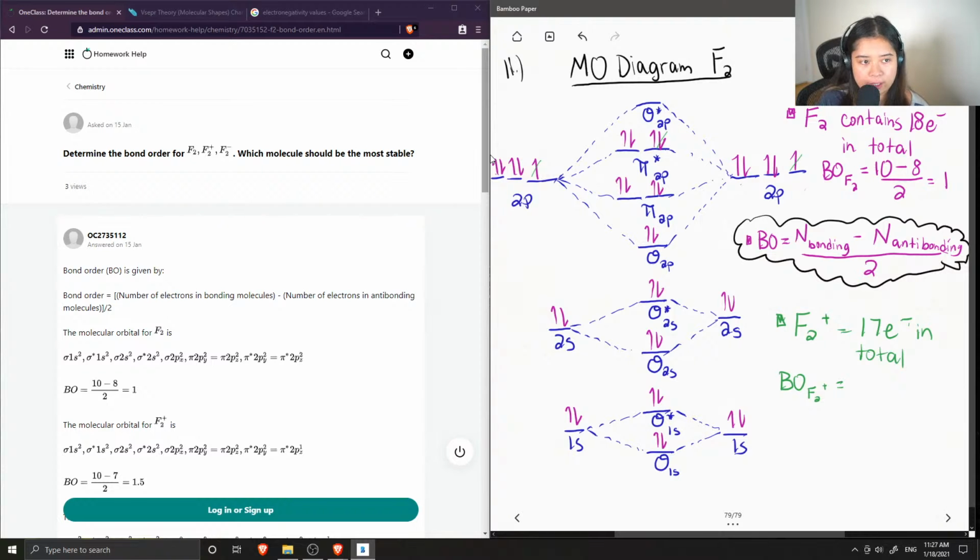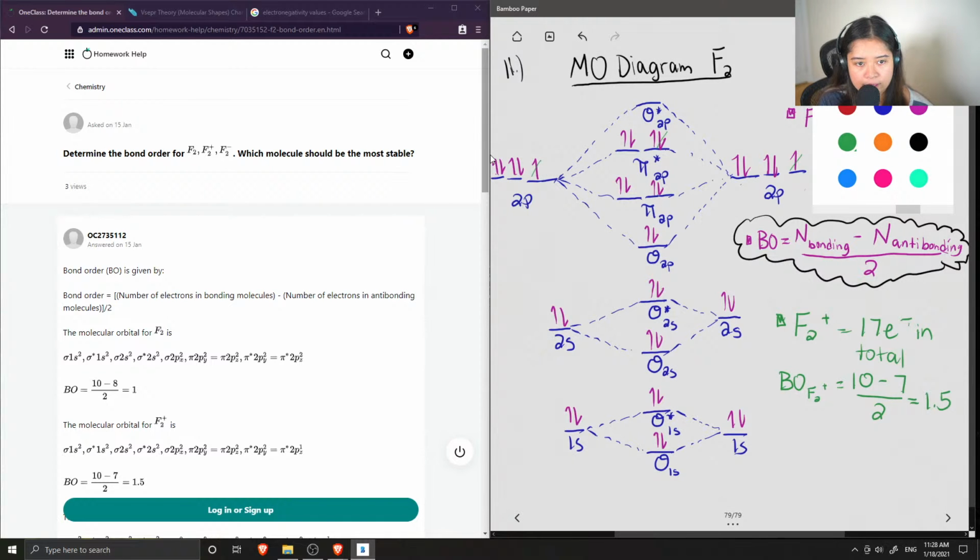The number of electrons we have in the bonding will still be 10. But this time, the number of electrons in the anti-bonding, we took out 1. So now we have 7. So 10 minus 7 divided by 2 is equal to 1.5. And with that same approach, we can find out what happens if F2 gained an electron.